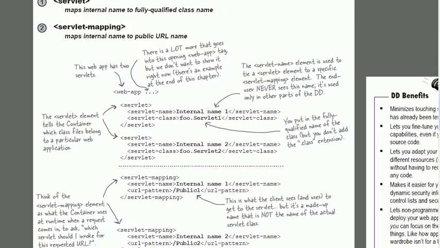So this is what is generally seen by the user, and when a request is made to public 1, it would go look at internal name 1 and find foo.servlet2. This is a fully qualified name of a class which serves the request sent to public 1. So what the servlet tag does is it maps the internal name to the fully qualified name, whereas this one is mapping the internal name to the public URL name.